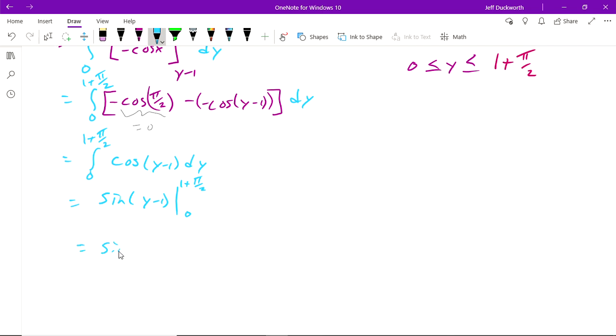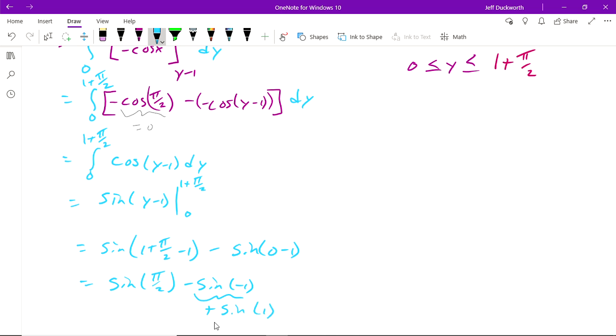So that's going to be sine of 1 plus pi by 2 minus 1, minus the sine of 0 minus 1. So that equals sine of pi by 2 minus sine of negative 1, or this part here can be plus sine of 1. Sine of pi by 2 is going to equal 1, so 1 plus sine of 1 is our answer.